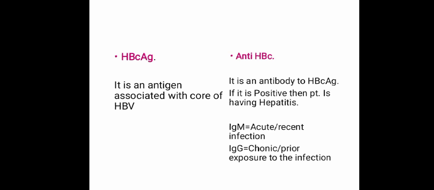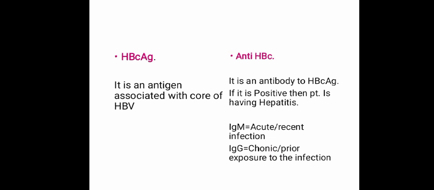I hope you remember this surface, core, and envelope. So first we're gonna see about the core. What is HBcAg, hepatitis B core antigen? It is an antigen associated with the core of HBV, as we said, right? What is anti-HBc antibody? It is an antibody to hepatitis B core antigen. If it is positive, then the patient has had hepatitis. If the patient is positive with anti-HBc plus IgM antibody, that means the patient has an acute infection, a recent infection. If the patient has anti-HBc plus IgG antibody, that means the patient has a chronic infection, meaning prior exposure to the infection.